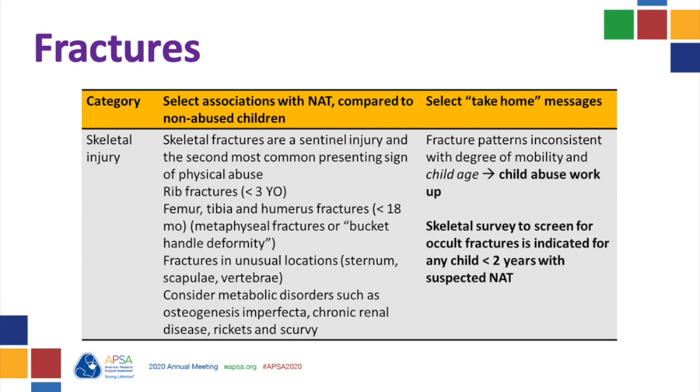In terms of younger children, skeletal fractures can be seen as sentinel injuries in certain pattern types, such as rib fractures under the age of 3, femur, tibia, and humerus fractures under the age of 18 months, and fractures in unusual locations. Hallie described hand and feet, also there is scapula, etc. It is important to consider metabolic disorders when you're working up a patient who's presenting with a fracture. If these fracture patterns are noted, it is important to start a child abuse workup.